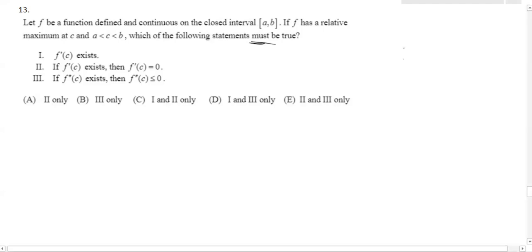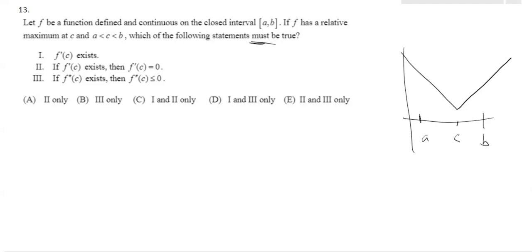So you could have a situation where, from a to b, you have an absolute value function with the vertex right here at c. This function is continuous, defined on the interval a to b, but the derivative would be undefined at c. So f prime of c does not have to exist, so this statement doesn't have to be true.